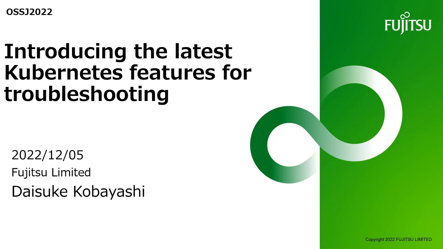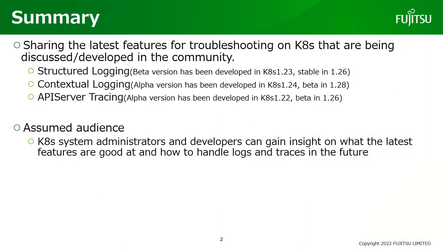In this session, I will talk about introducing the latest Kubernetes features for troubleshooting. I will share three of the latest troubleshooting features on Kubernetes that are currently being discussed and developed in the community. The first is structured logging, which defines the standard structure for rows and standardized references to Kubernetes objects to make the most common logs easier to query. The second is a feature called contextual logging.